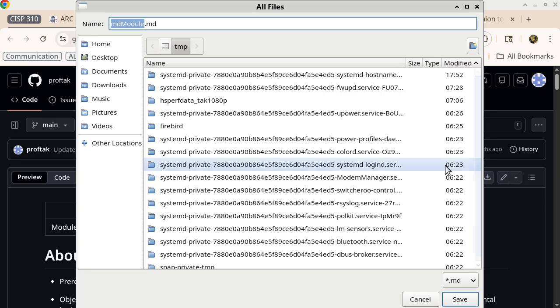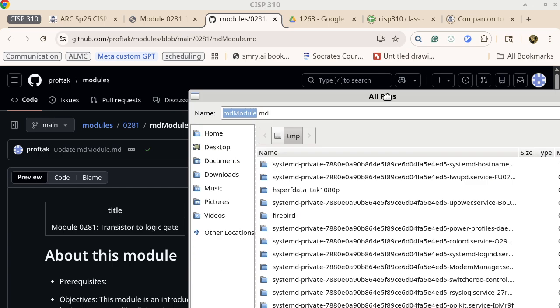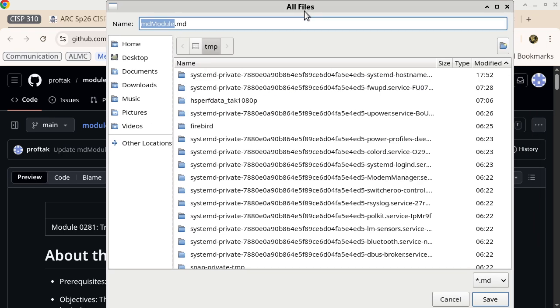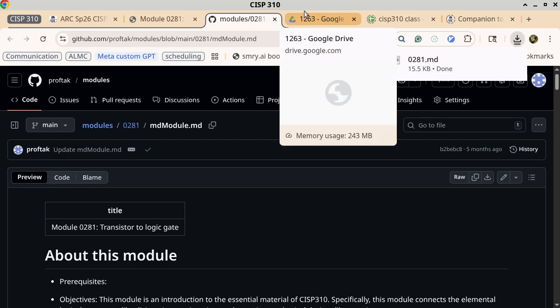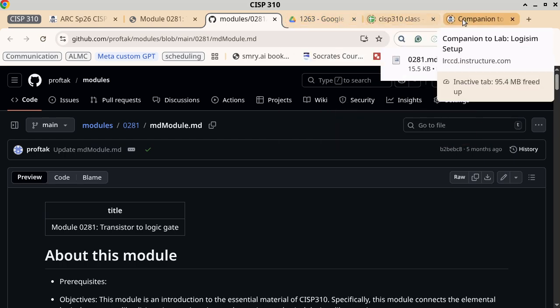You can click on that link here, and I would download it with the name of the module, which is 0281, like that. Just press the enter key. And then what you can do now that you have the source file, which is in the format called Markdown, there are a few things you can do.